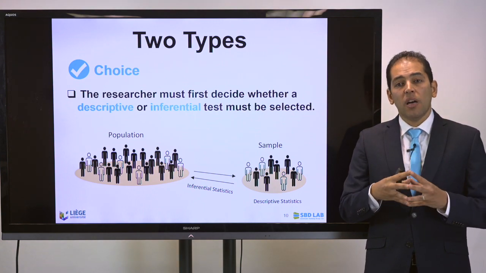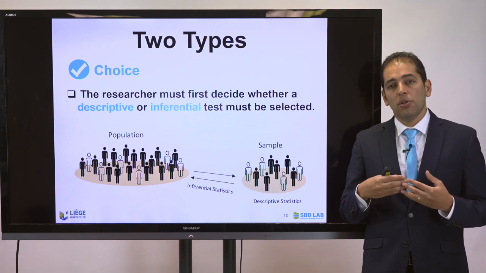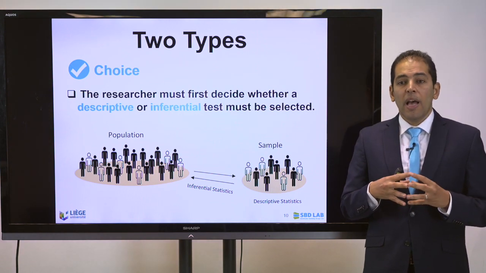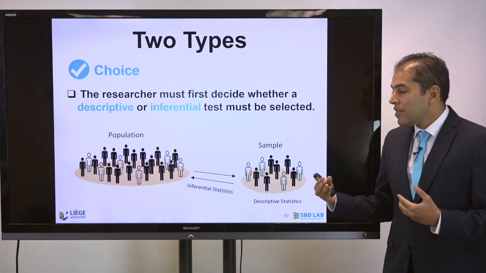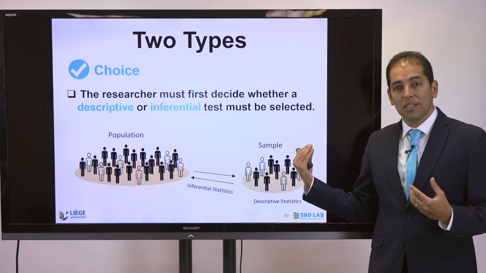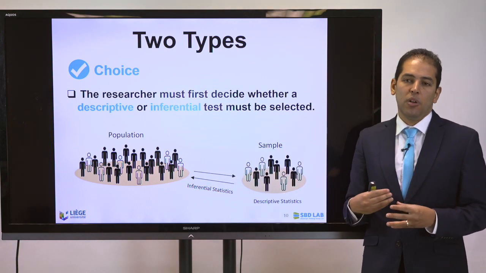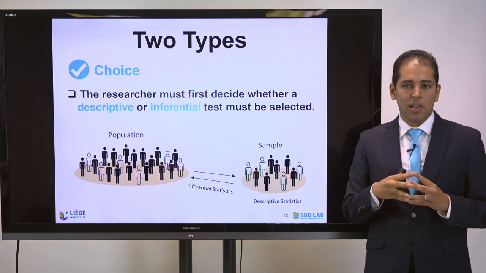However, the second type of statistical analysis, which is called inferential, or in other words, parametric. In inferential statistics, we are trying to also study the population and correlate the sample to the population. And here we are going to a more complex type of statistical analysis.